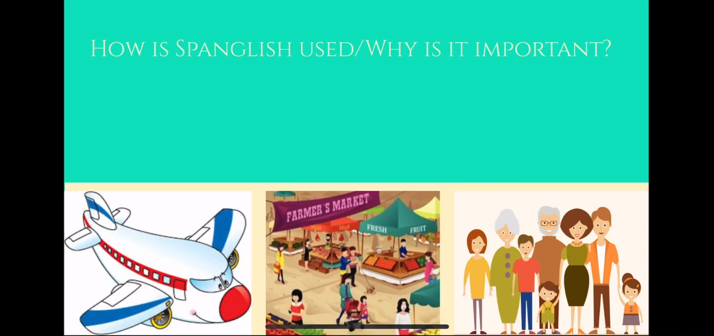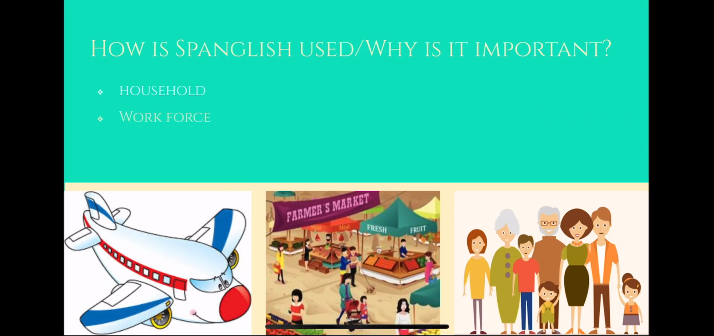Now, how is Spanglish used and why is it important? Well, to start off, Spanglish is commonly used in households. For me, when I speak to my grandma, we both have trouble communicating to each other because she doesn't understand that much English and I don't understand that much Spanish. So instead, we compromise and speak Spanglish to each other to allow us to have conversations.